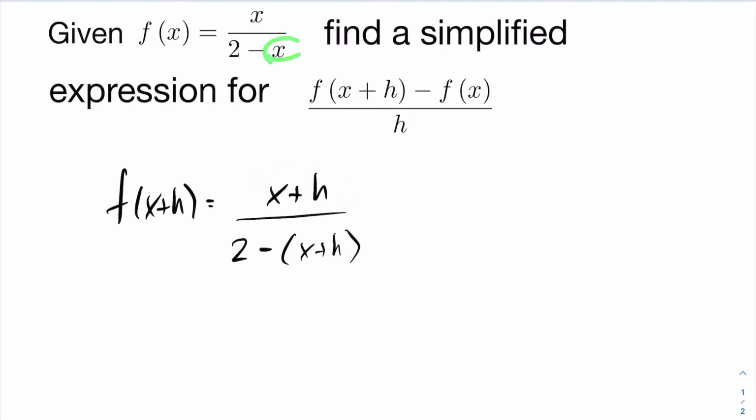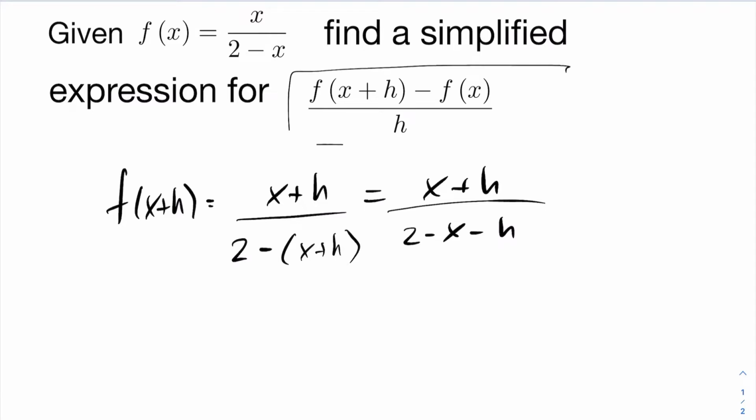I've got an x here. Again, I change that to an x plus h. Be mindful of the brackets. You've got to put brackets around that expression there. Therefore, when we distribute this, you get x plus h in the top and 2 minus x minus h in the bottom. Now we're going to go ahead and substitute that all in to the following expression.